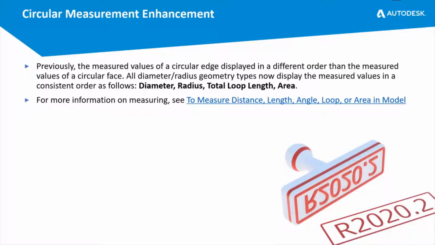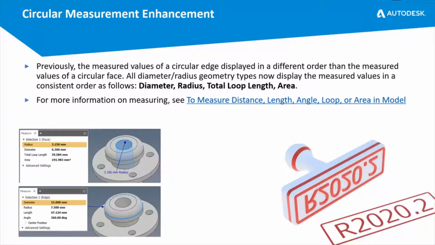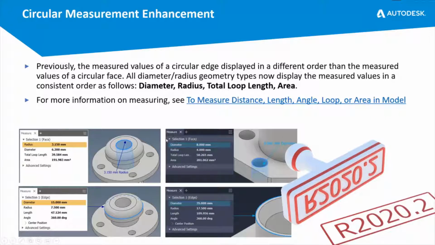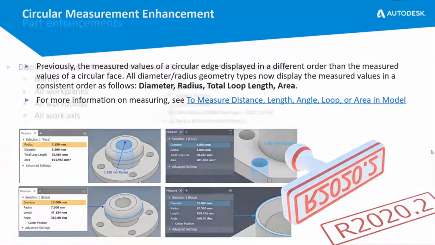Right, circular measurement enhancement. So this is just a bit of housekeeping. The old version, what would happen is you would get inconsistent naming conventions. So here you'll see if we chose the inside of this hole, we'd get radius, diameter, and total loop length. If we chose the outside edge over here, we'd get diameter, then radius, then length. So in 2020.2, this was tidied up so that we always get diameter followed by radius in this naming convention. So diameter, radius, total loop length, area. As you can see, that's just a nice little bit of housekeeping.